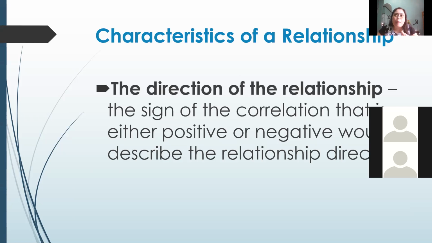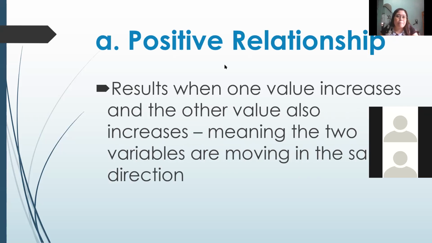In here, pag mag-compute sa atong R, kasi we are looking for the relationship, naa nay meaning ang positive or negative na score. So that's the sign of the correlation, that is either positive or negative, would describe the relationship direction. So syempre, pag nakakuha ka og value na positive, then naa siya'y positive relationship.